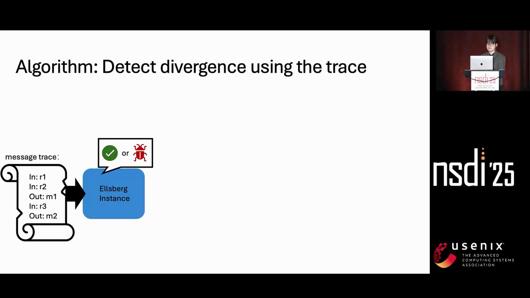So here is an example of how a message trace looks like. It records all the messages received and sent by the system process in linearizable order. We call these in and out messages. And now our goal is to feed this into Ellsberg and check whether the trace is valid.